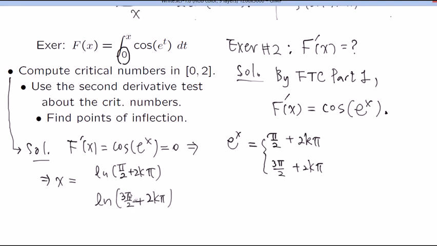Now if you vary this k from 0, 1, negative 1, negative 2, and so on, x will be generated, right? If this is negative 5 or something, this is a negative number, ln is not defined. But as long as k is positive, this will generate a number, but we only want those critical numbers in between 0 and 2, for example. Then you have to vary this k until you hit that number in between 0 and 2. So I did that.